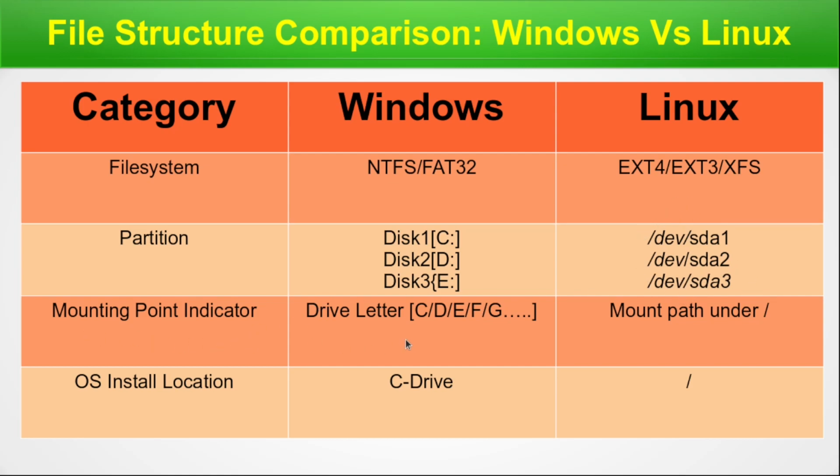Mounting point indicator. So we have CD-ROM drive, DVD-ROM drive, or any disk drive. Those will come with the drive letter C, D, E, F, G. And in Linux, the mount path is all under this slash. This is called root. I'll come later to this detail.